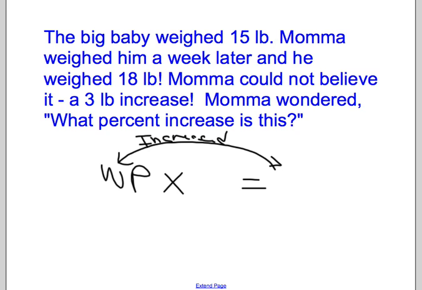Okay. Do we know the increased amount? Oh, yeah. 3 pounds. It was 3 pounds, wasn't it? It says right here. Mama couldn't believe it. A 3-pound increase. So we're looking for a what percent increase, so the 3 pounds goes on the end. Now raise your hand. What number is going to go in the of spot? Lainey? 18. Why? Because since it was a 3-pound increase, you want to.